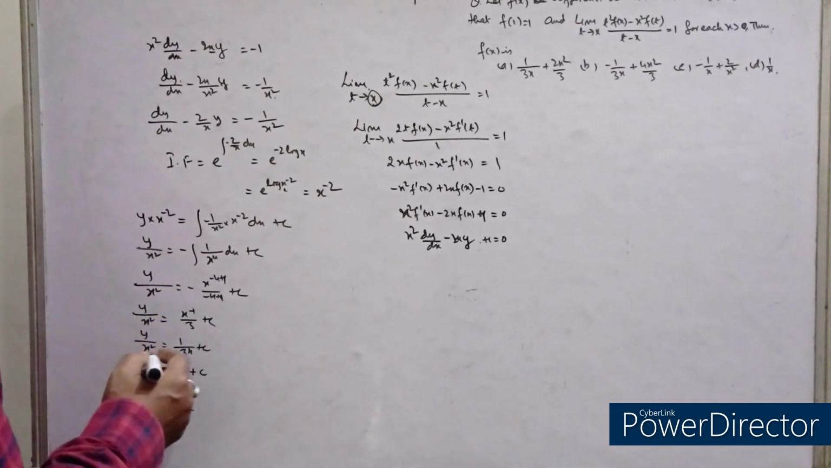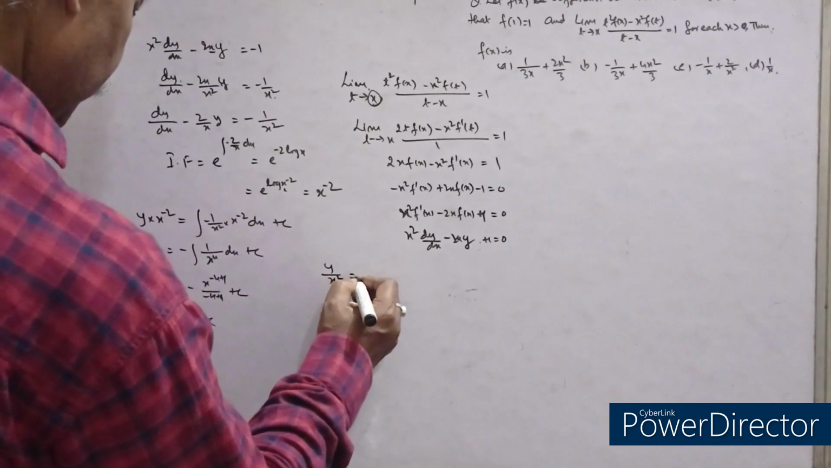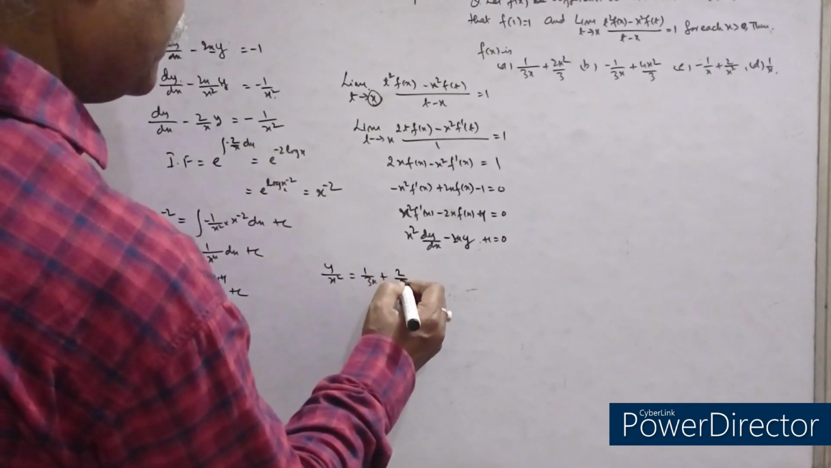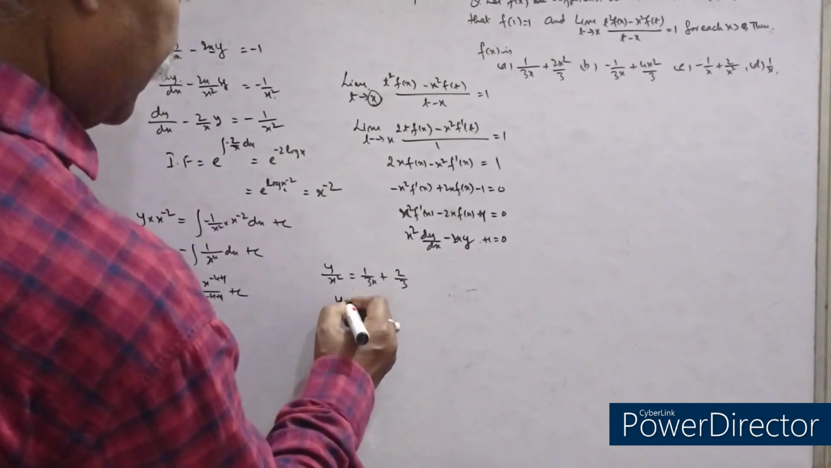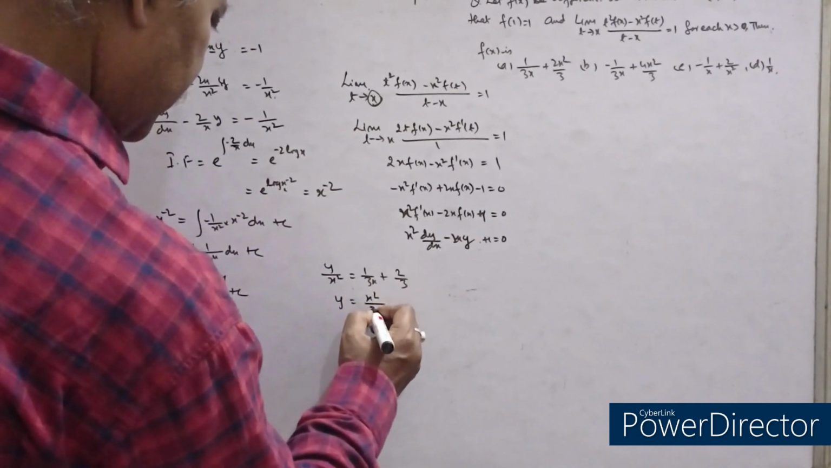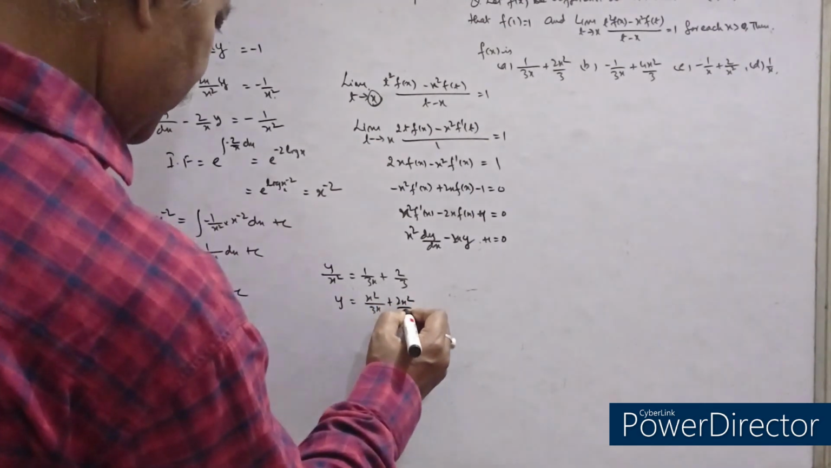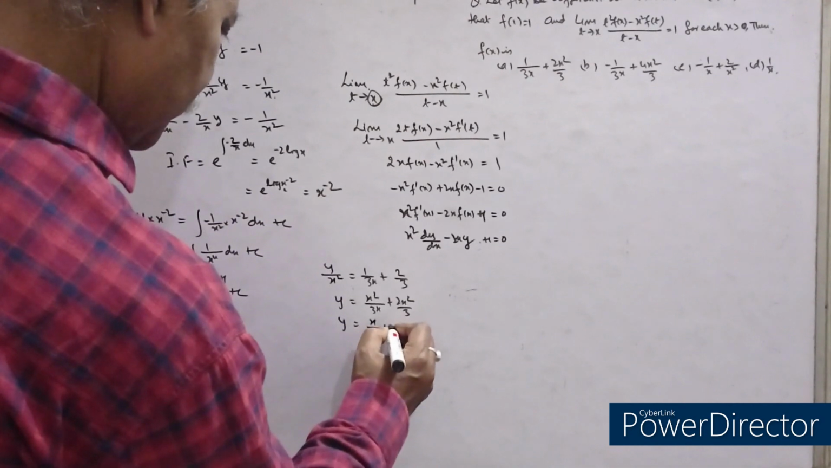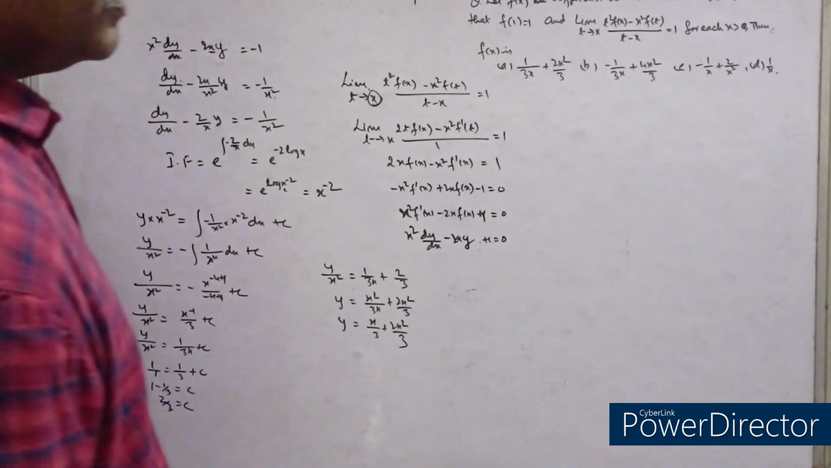So your equation here, y by x square is equal to 1 by 3x cube plus c, that is 2 by 3. So I can write y is equal to x square by 3x cube plus 2x square by 3. So y is equal to 1 by 3x plus 2x square by 3. This is your answer.